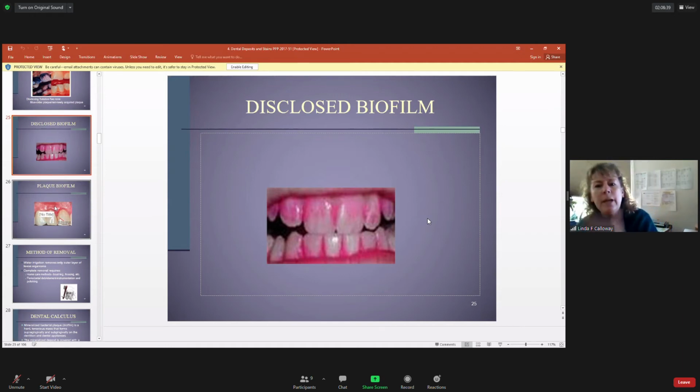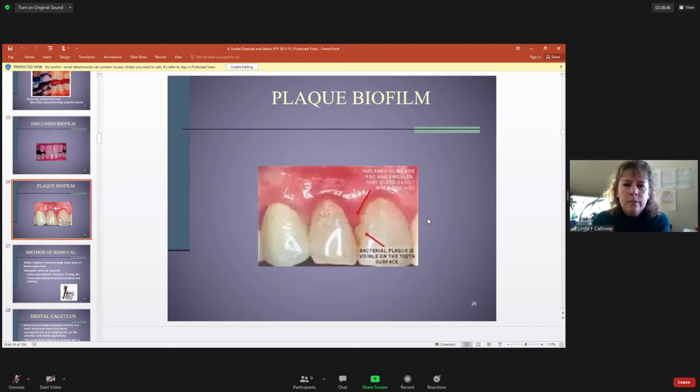Acquired pellicle will be pale, but the biofilm, the plaque, is pink. It's just another picture of it.